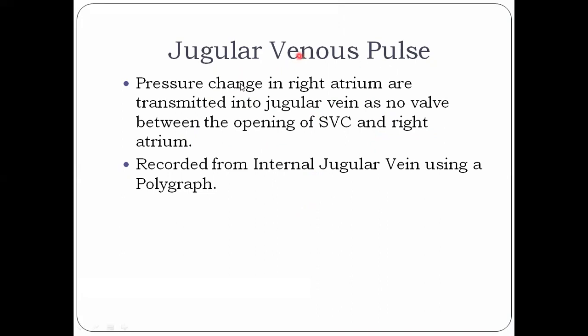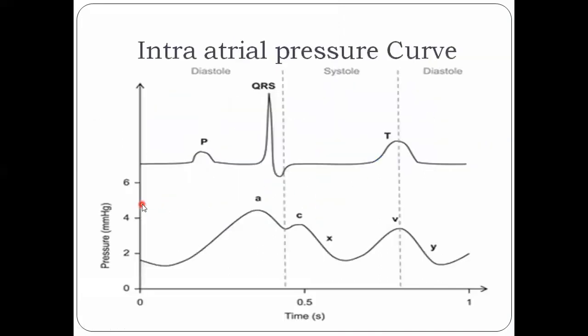So how do we measure this jugular venous pulse? It's measured using a polygraph. Now let's see about this intra-atrial pressure curve. What do we have? This is the intra-atrial pressure curve. As we can see here, we have 3 positive waves and 2 negative waves. What are those positive waves? It's A, C, and V. And what are the negative waves? It's X and Y.